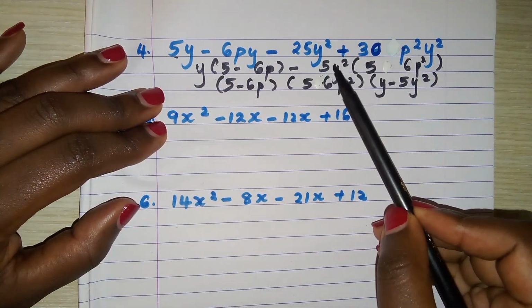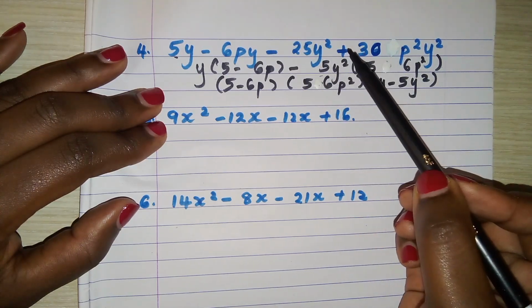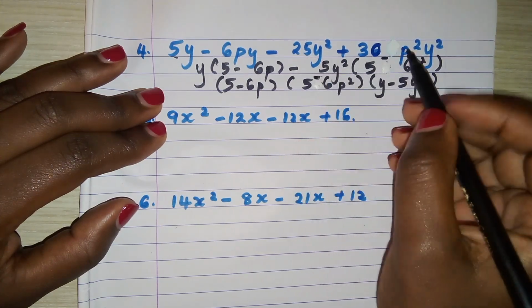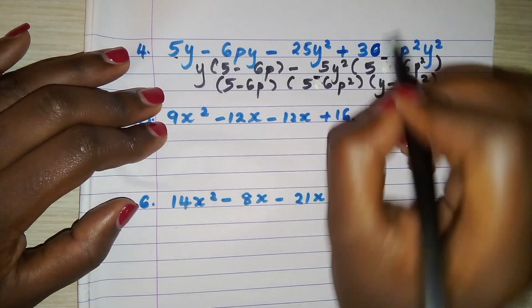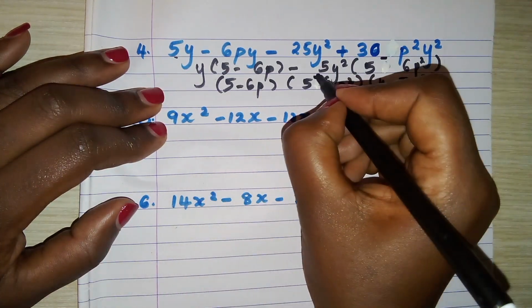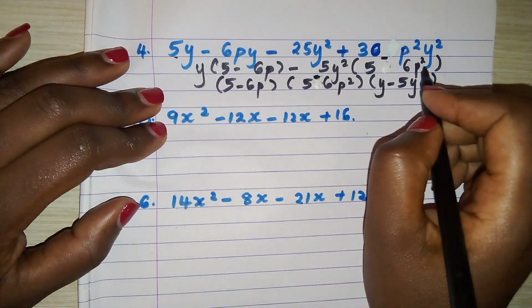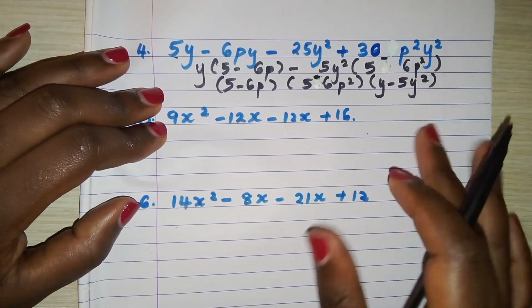Okay, 5y squared is common for these two, so we had the minus there. So now this one, the sign needs to change to a minus. And why is it changing to a minus? Because when you open the bracket, minus and minus will become positive. So this one needs to be a minus. So 5 minus 6p squared. So this minus will affect this one when you're putting a bracket.